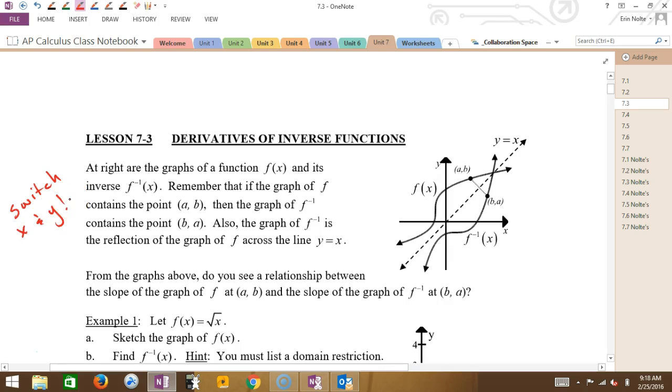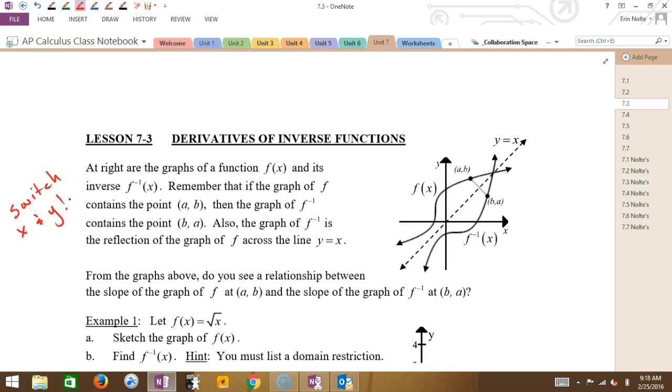Okay, so this little paragraph right here says the right are the graphs of two functions. We've got the original function and the inverse. Remember that if the graph of the first function contains the point (a, b), then the inverse is going to contain the point (b, a). So you just flip the points. And they're going to reflect over the y equals x line, that dotted line.